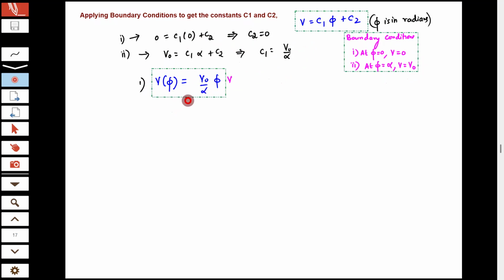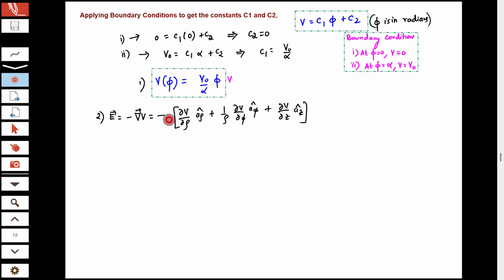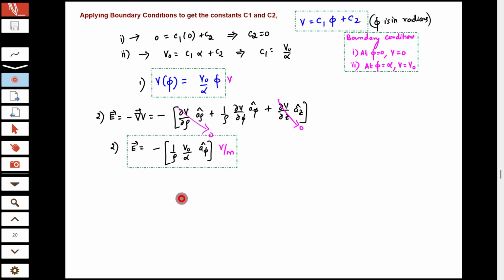Now from this expression, we can estimate the electric field intensity vector E, which is the negative gradient of potential. This is the negative gradient of potential in the cylindrical system. We have here V, which is a function of only phi. Thereby, differentiation with respect to rho and differentiation with respect to z are 0. Only this differentiation is left, which will give minus 1 by rho, and differentiation of this with respect to phi will be V0 by alpha into A phi cap. So this will be the electric field intensity vector, which has the unit volt per meter.